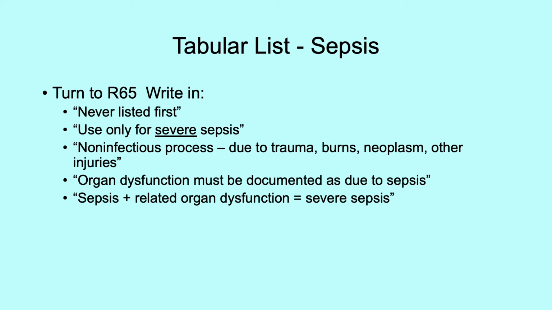Organ dysfunction must be documented as due to sepsis for it to be severe sepsis. Also write in sepsis plus related organ dysfunction equals severe sepsis. So if there's a related organ dysfunction and sepsis, then it is considered to be severe sepsis.